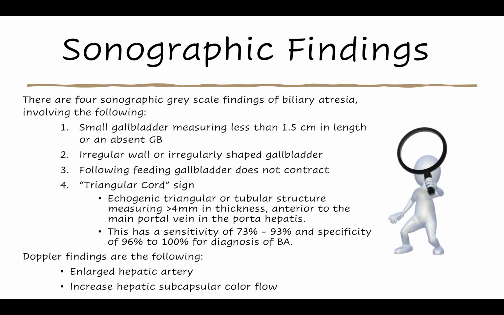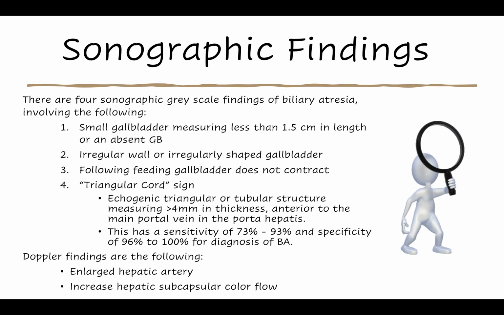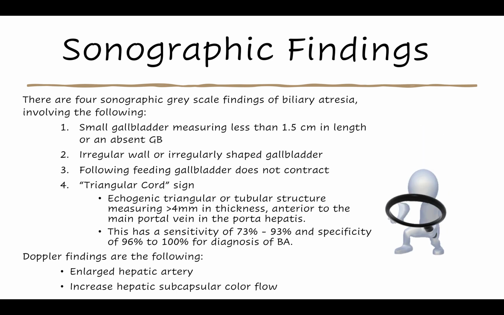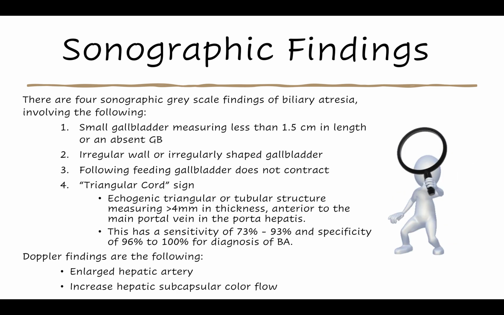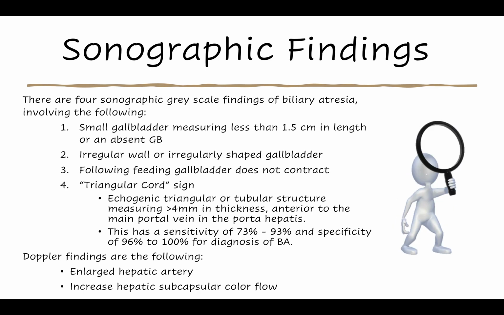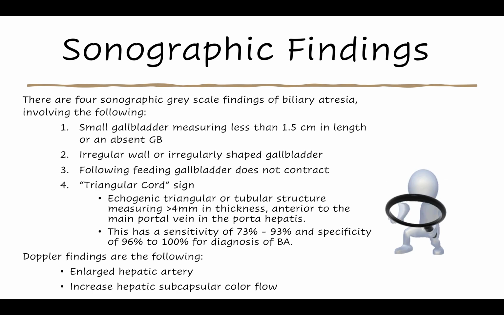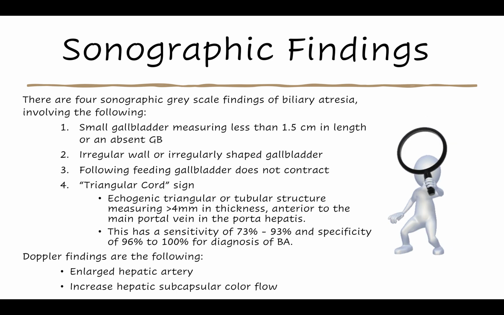Sonographic findings. There are 4 sonographic grayscale findings of biliary atresia involving the following. 1. A small gallbladder measuring less than 1.5 centimeters in length or an absent gallbladder. 2. Irregular wall or irregularly shaped gallbladder. 3. Following feeding, the gallbladder does not contract. 4. A triangular cord sign.